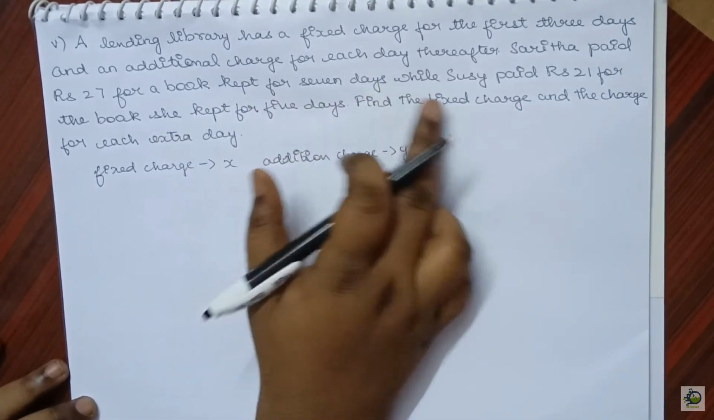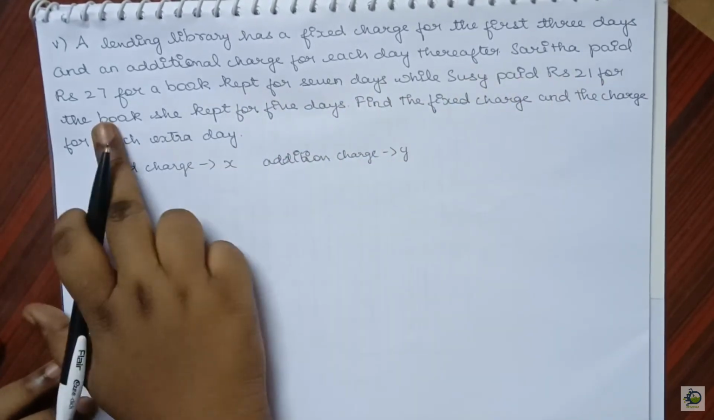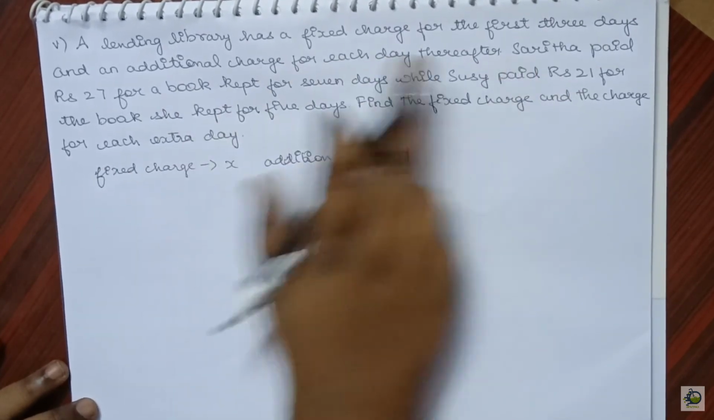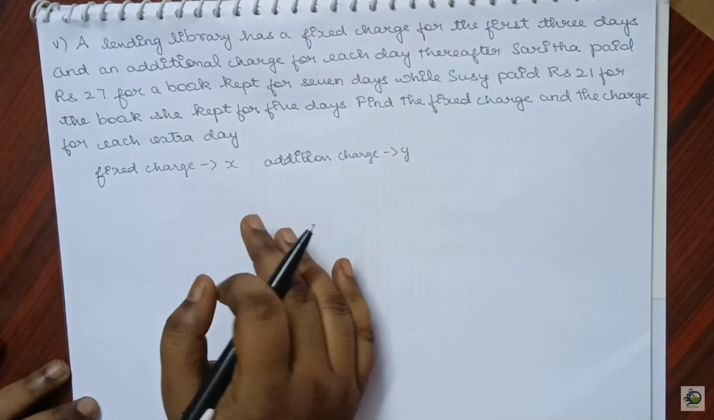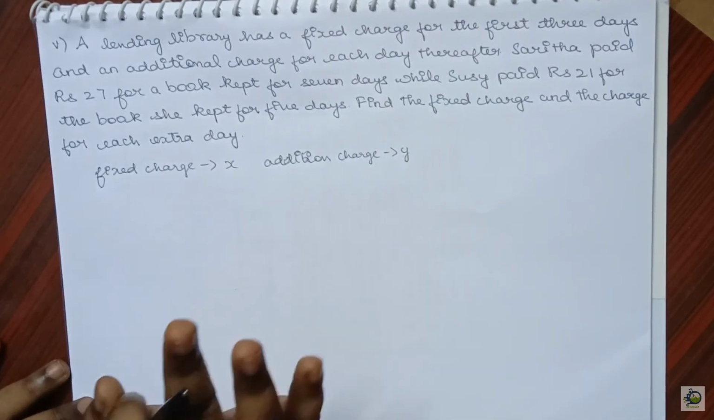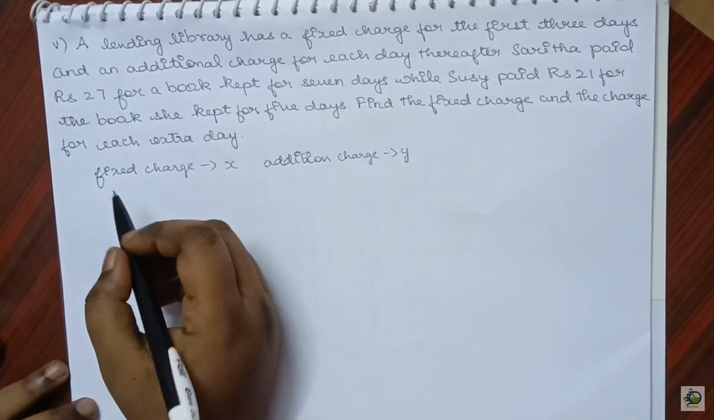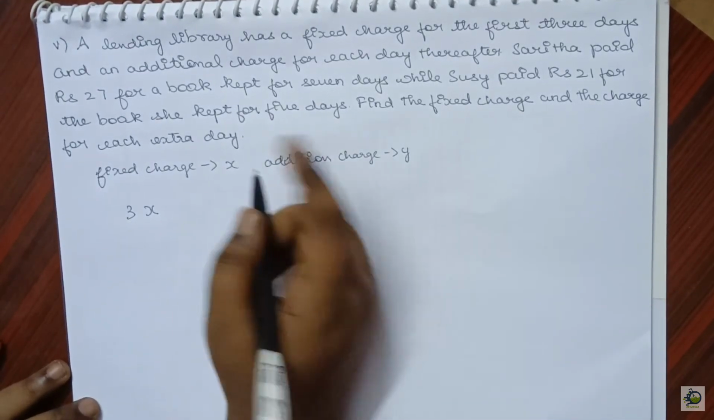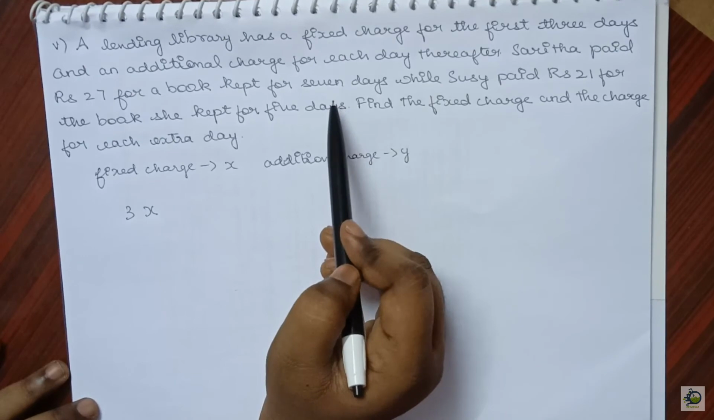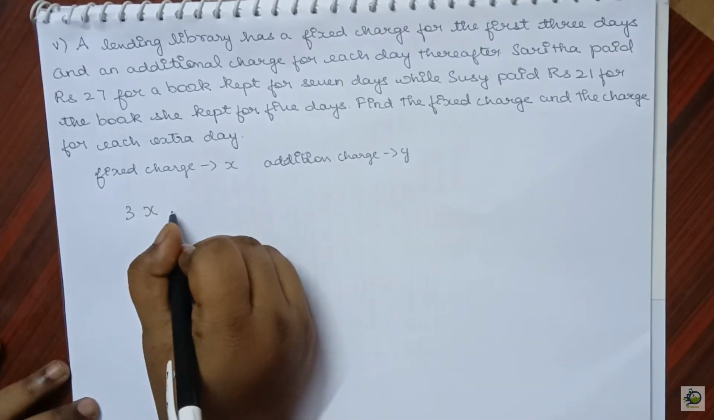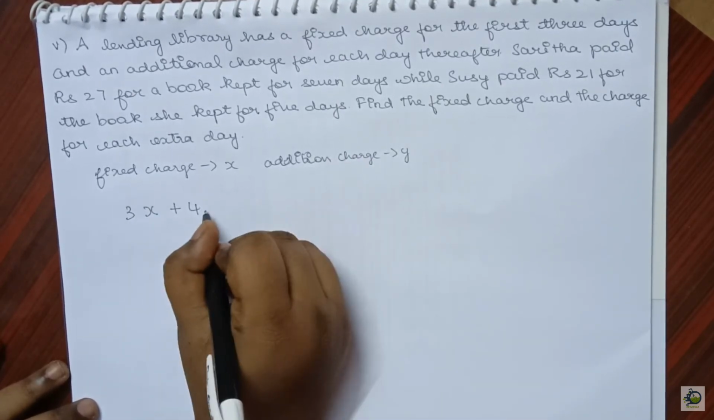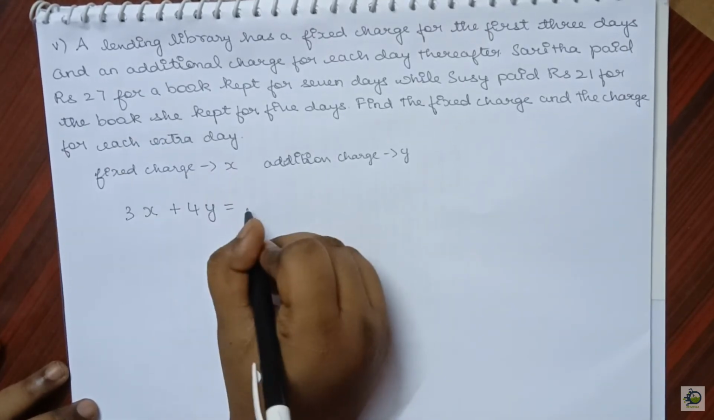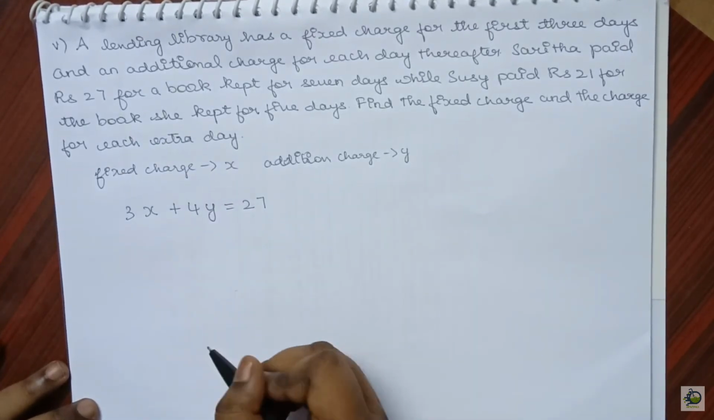So now what we are going to do is, Sarita paid rupees 27 for a book kept for 7 days, while Susie paid 21 rupees for the book kept for 5 days. So for 7 days Sarita paid 27. In that, for the first 3 days they have a fixed charge. So 3 into x, and the remaining days, 7 minus 3 is 4. So for the remaining 4 days some additional charge y is there, and totally she paid 27.